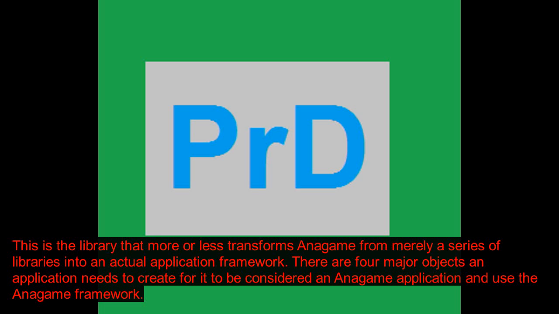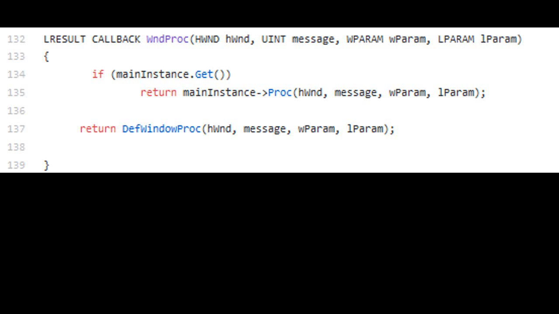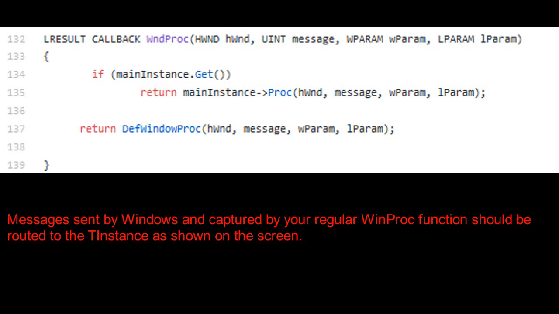There are four major objects an application needs to create for it to be considered an Anagame application and use the Anagame framework. A T instance represents a running Anagame application, such as the Anagame builder, and should be created in WinMain, or any non-Windows API equivalent of WinMain, usually called main. The T instance is responsible for creating and holding your main window. Messages sent by Windows and captured by your regular WinProc function should be routed to the T instance as soon as shown on the screen.